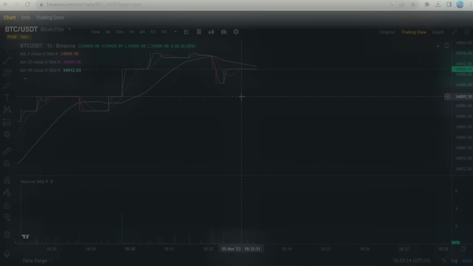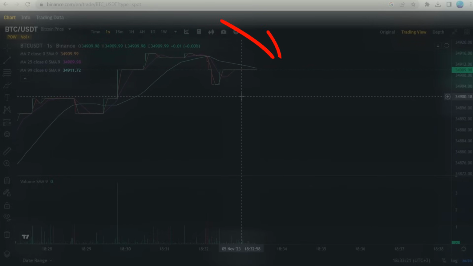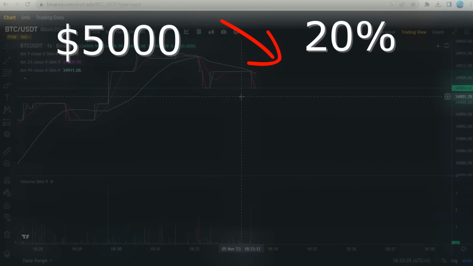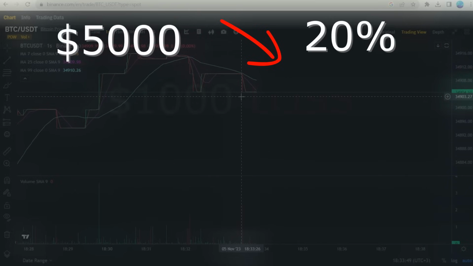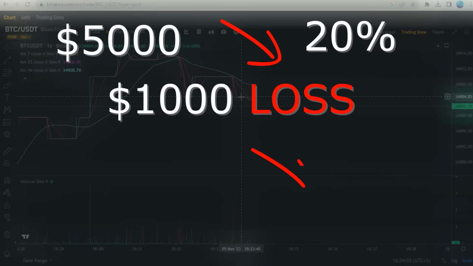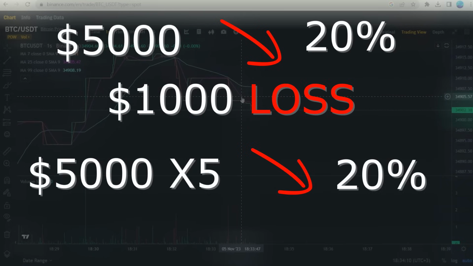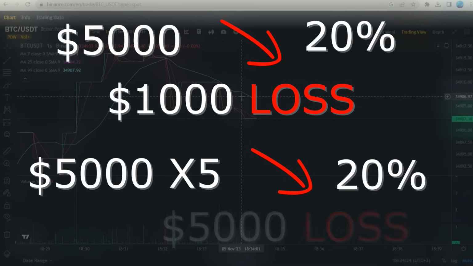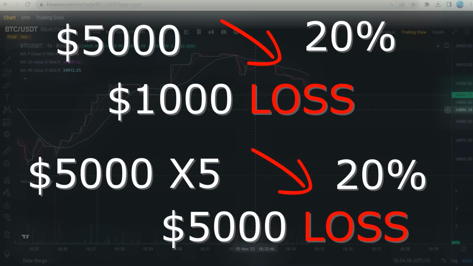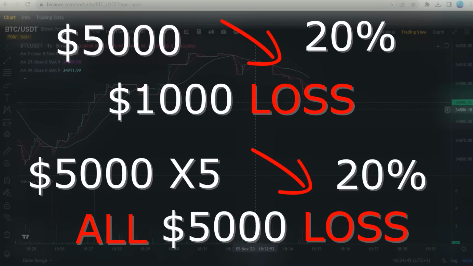Let's consider the opposite scenario where the price of Bitcoin drops by 20%. Your $5,000 investment without leverage would be worth $4,000, $5,000 initial minus $1,000 loss, suffering a 20% loss. But with 5-to-1 leverage, your $25,000 investment would be worth $20,000, $25,000 initial minus $5,000 loss. After paying back the $20,000 loan, you'd be left with nothing, losing 100% of your initial investment.